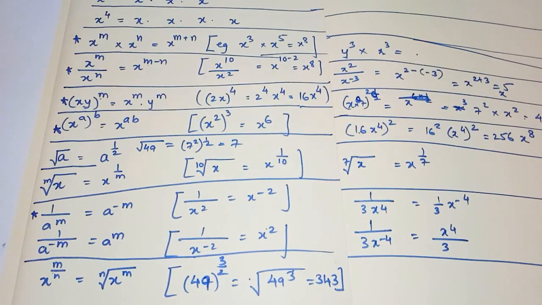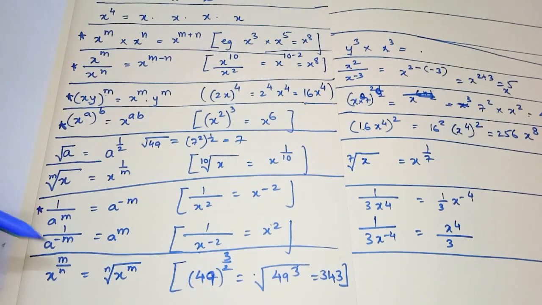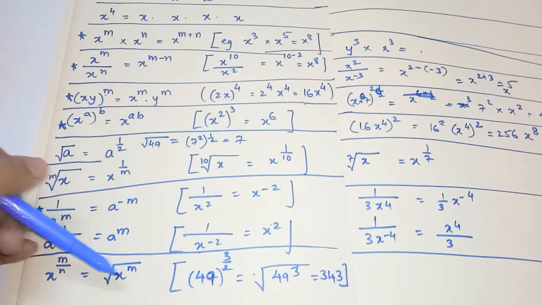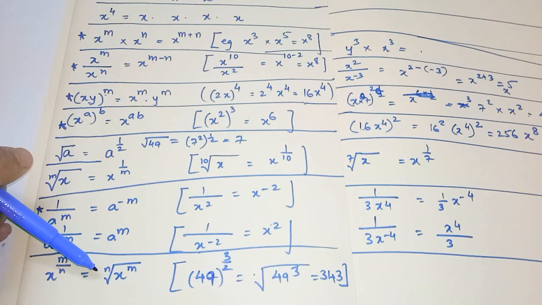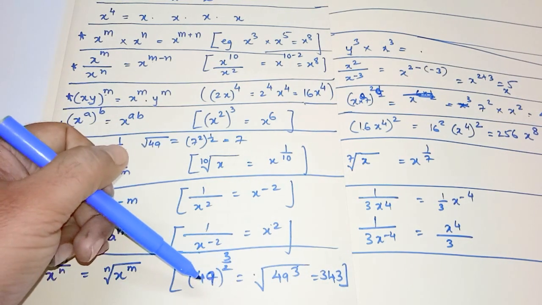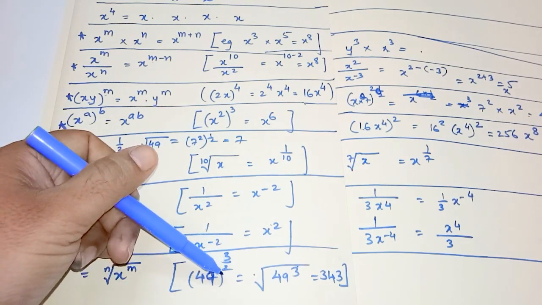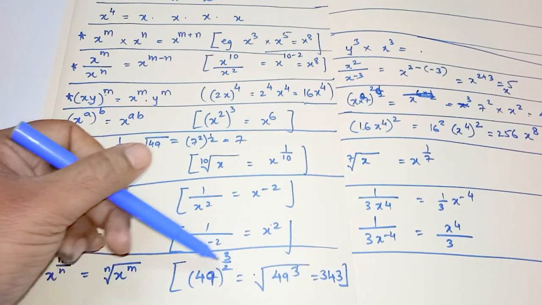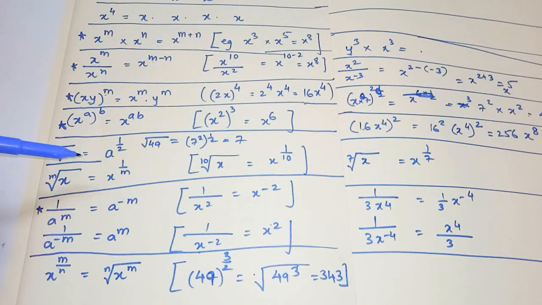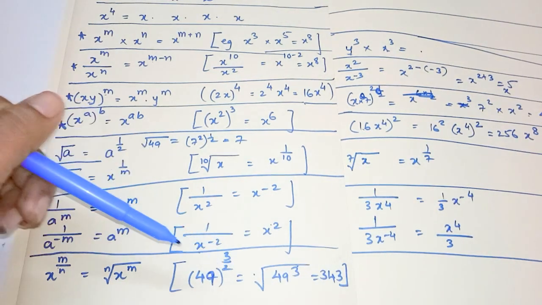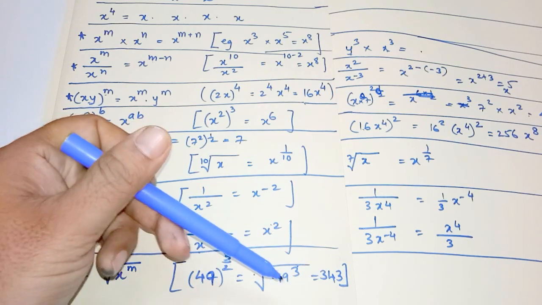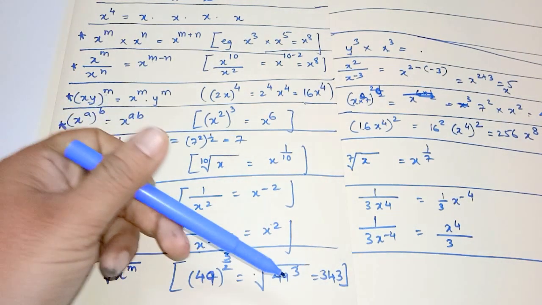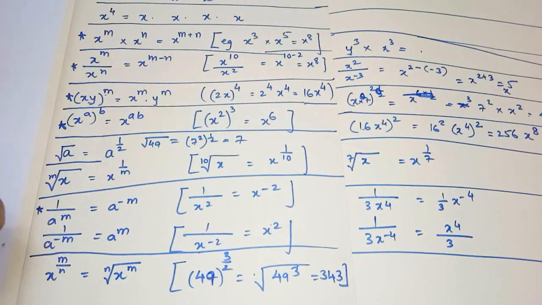Now coming back to the final property, what do you mean by x to the power m by n? It simply means you raise x to the power m, and take the nth root of that. As simple as that. Take for example 49 to the power 3 by 2. I can take the square root first, because to the power half is nothing but the square root. So 49 to the power half is the square root of 49, which is 7, and then you cube it, which is 343.